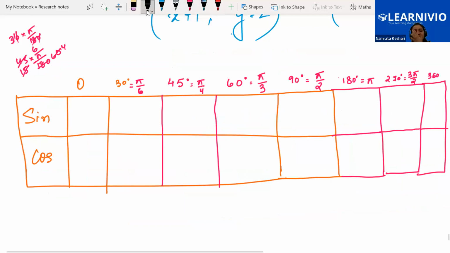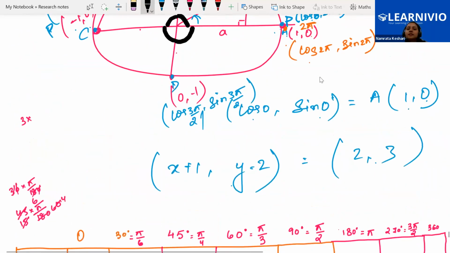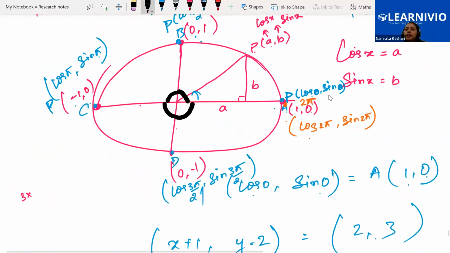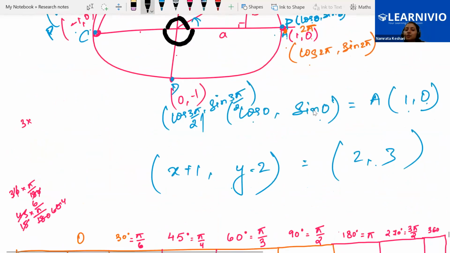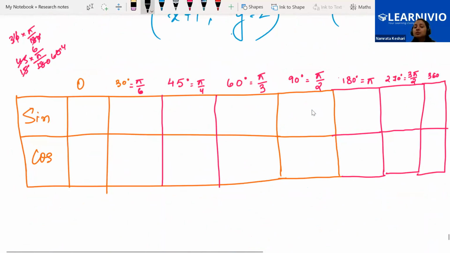0 degree. Now only we have realized that cos 0 is 1, sin 0 is 0. Yes or no? And we know also, and we have found also, sine 0 is 0 and cos 0 is 1. Similarly, cos 30, sine 30. Can you tell me what is the value of sine 30? Please tell me quickly so that I can fill the table.